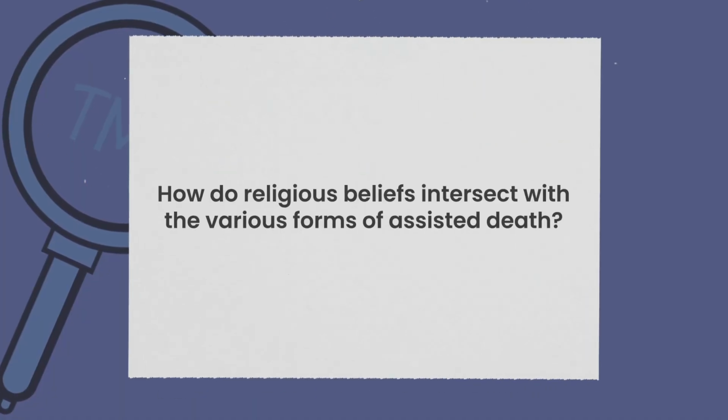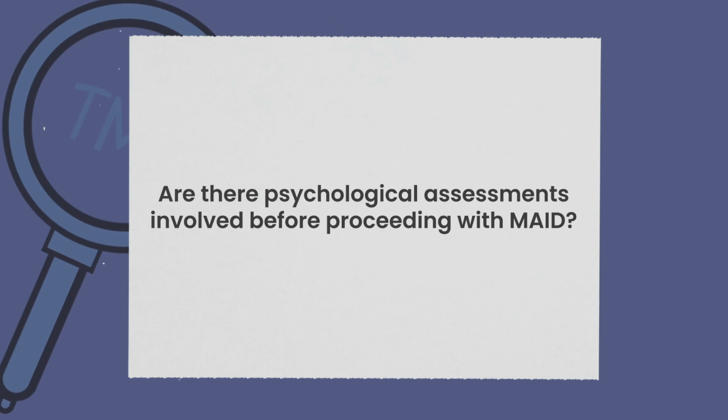How do religious beliefs intersect with the various forms of assisted death? Religious beliefs often play a significant role in shaping individual and societal perspectives on assisted death. Many religions have doctrines or teachings regarding the sanctity of life, suffering, and human intervention in death. While some religious groups may oppose forms of assisted death based on these teachings, others offer more nuanced perspectives. It's essential to approach the topic with respect for diverse religious views and understand that personal decisions may be deeply influenced by faith.